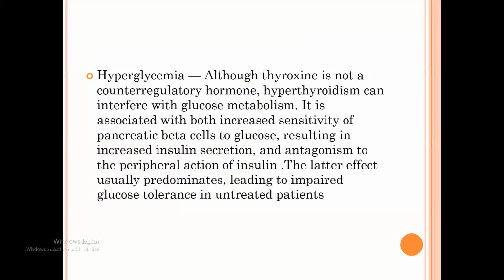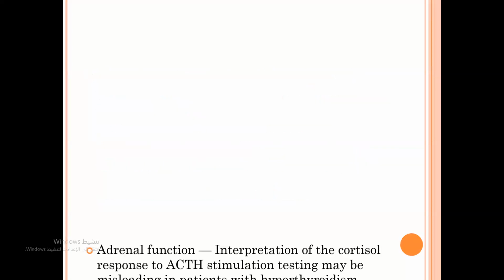Hyperglycemia: although thyroxine is not a counter-regulatory hormone, hyperthyroidism can interfere with glucose metabolism. It is associated with both increased sensitivity of pancreatic beta cells to glucose, resulting in increased insulin secretion, and antagonism to the peripheral action of insulin. The latter effect usually predominates, leading to impaired glucose tolerance. Hyperglycemia is one of the manifestations observed in these cases.